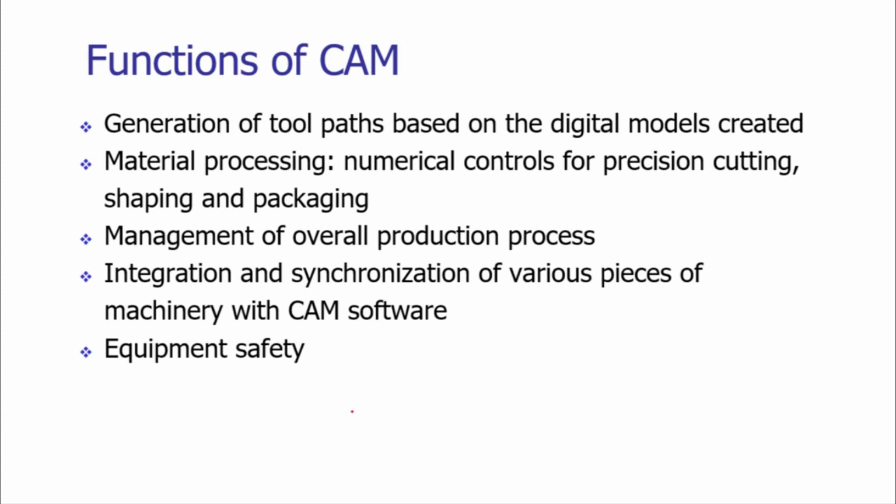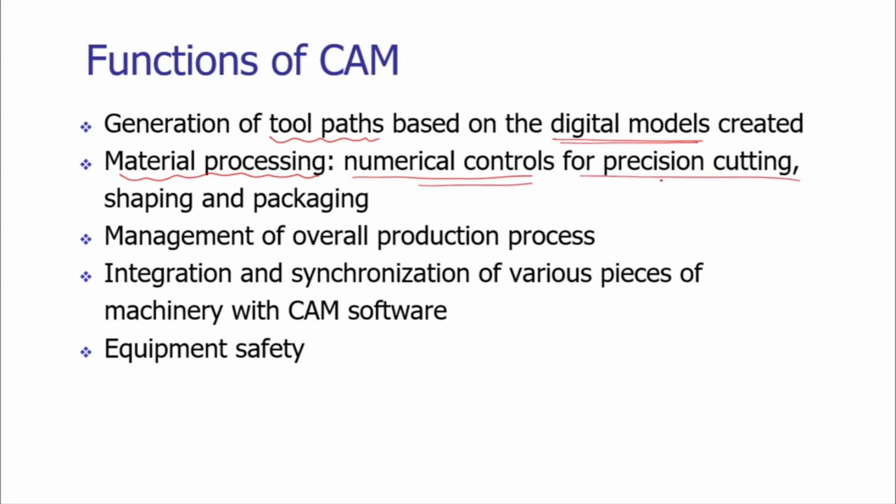So we can list out the functions of a CAM. It is basically used to generate the tool paths, as far as CNC machine tools or subtractive types of machining operations are concerned, based upon the digital models, the 3D CAD models which are created. So we need to generate the tool path according to the drawing or the design made by the modeler. Then, actually carrying out the material processing operation by using numerical control machine tools.